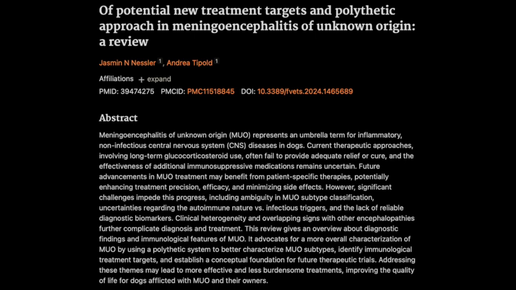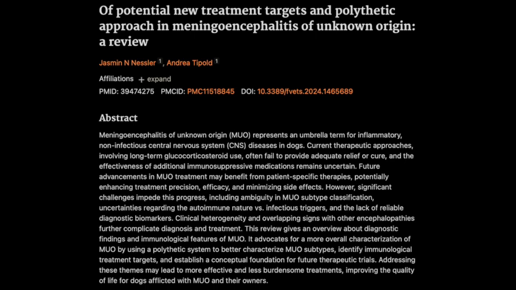The other thing that I thought was really interesting about this paper is that they talk a lot about the challenge of classifying the MUO subtypes, particularly between GME and NE. Traditionally, we've relied on histopathology to differentiate them, but it seems like there might be some overlap. It's possible that these subtypes aren't as distinct as we once thought. So rather than being separate categories, they might be more of a spectrum. Exactly, more of a spectrum.